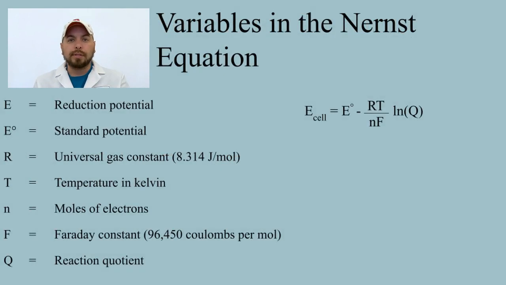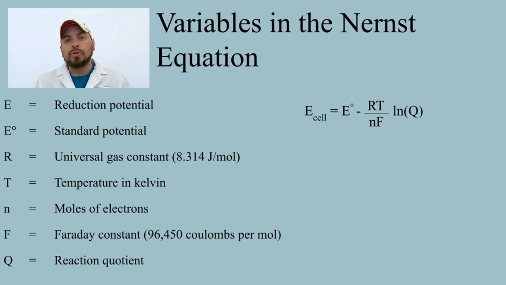So here's a quick list of all of those different variables. n is the number of moles of electrons transferred. F is Faraday's constant. R is our gas constant, but remember we're using units of energy here, so we're going to use 8.314 in this situation. And T would be temperature in Kelvin.